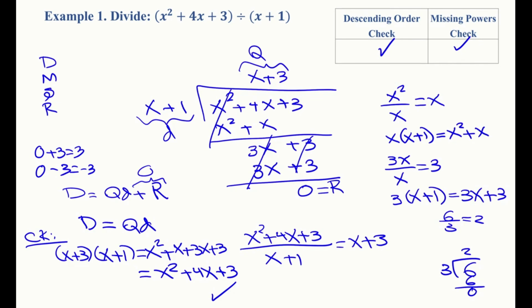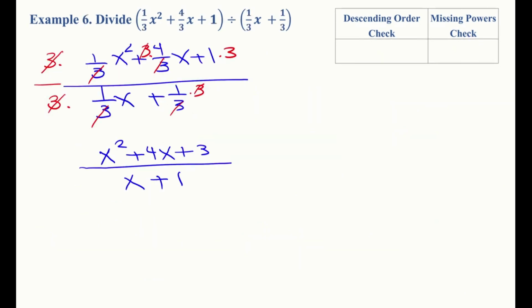So even though it looks so different, of course we're not going to redo something we've already done. By the way, they did both pass the descending order check and the missing powers check, didn't they? They do. So the whole point of this problem was, if you get fractions, there's no need to deal with them. Get rid of the fractions by finding the LCD of all the denominators that you see, and then multiplying that number on the top and the bottom, and that'll clear all the fractions.